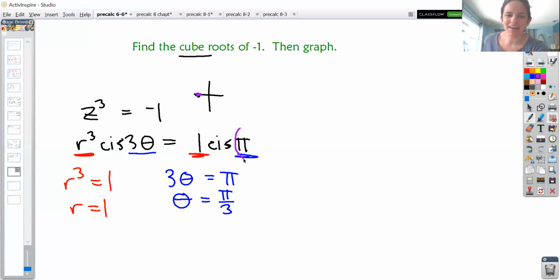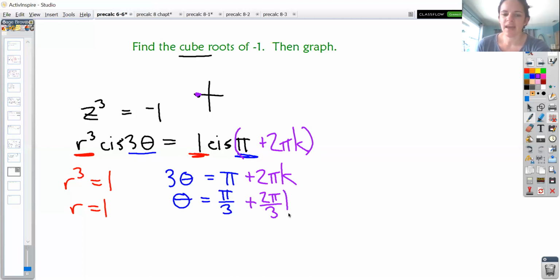So this 1 cis pi that represents -1 is one value that could represent that, right? But remember, I could slap as many full circles on that as I wanted to. Like I could say that that was 3 pi or 5 pi or however many pi. So if that is actually pi plus 2 pi k, then if 3 theta is pi plus 2 pi k, then I would divide all of these by 3, both terms, and I would get theta equals pi thirds plus 2 pi thirds k. And that means that each angle is 2 pi thirds apart on the circle.